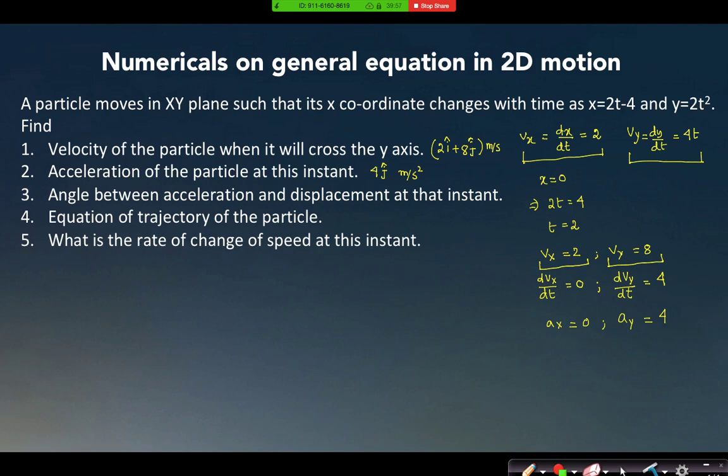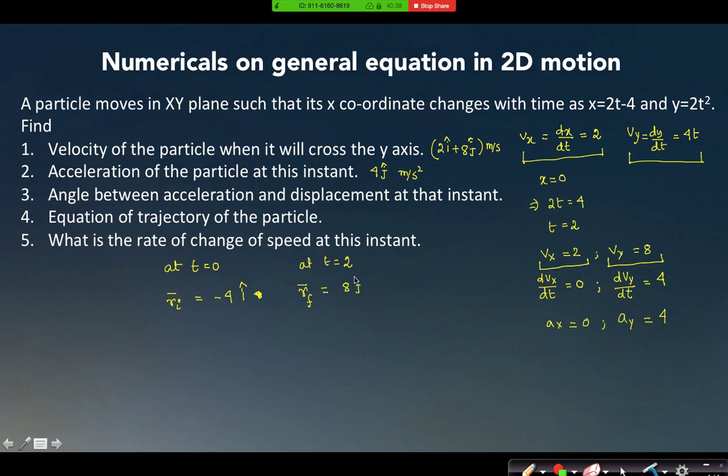So if I assume the particle started its motion at t equal to 0, can I say what was the position vector at t equal to 0? Initial position vector. Can you tell me what was the x coordinate at t equal to 0? Minus 4. So minus 4 i cap plus 0 j cap. So initial vector is equal to minus 4 i cap. And what is at t equal to 2? What is the position vector of the particle, which I can say as final position vector? 8 j cap.